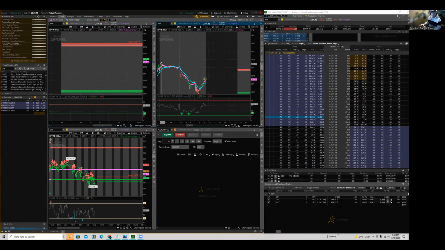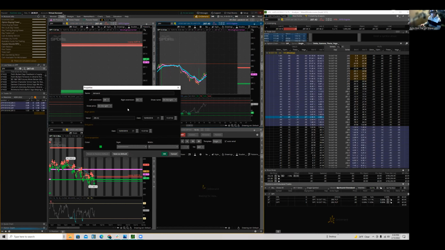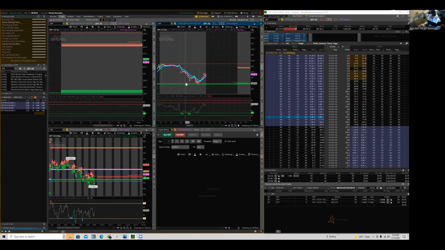Okay, so I'm just going to do a quick example here, guys. After I show you how to trail real quick, then I can go on today's chart and show you.